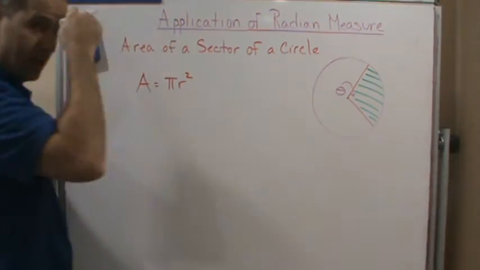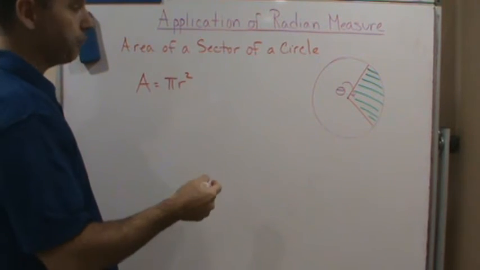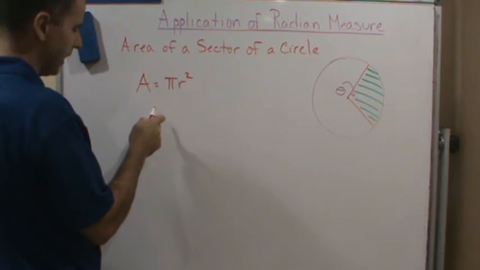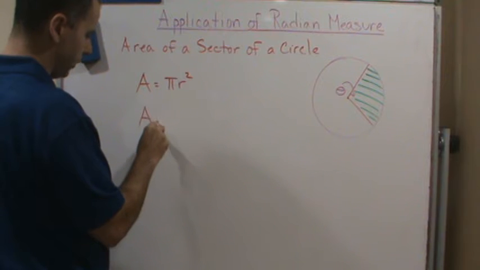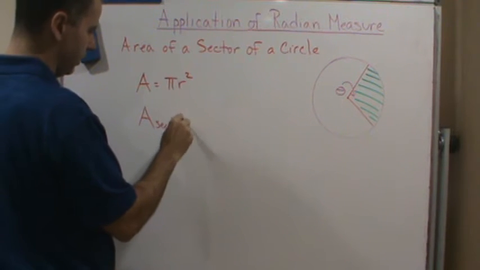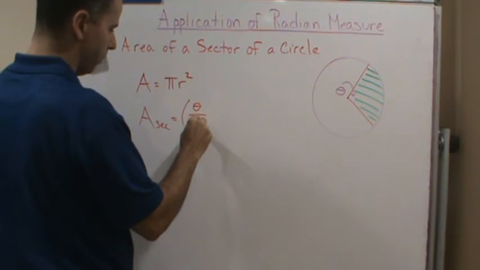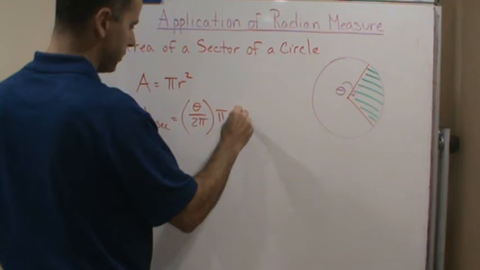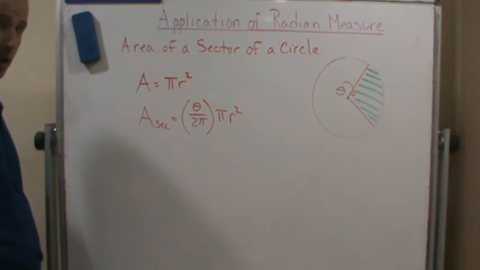And of course, what's the whole? What's the whole one revolution? 2 pi, right? So it's going to be the same thing. In this case, if we're looking at the area of a sector, then it's going to be the fraction, theta over 2 pi, times pi r squared. So it's a fraction of the area of a circle.